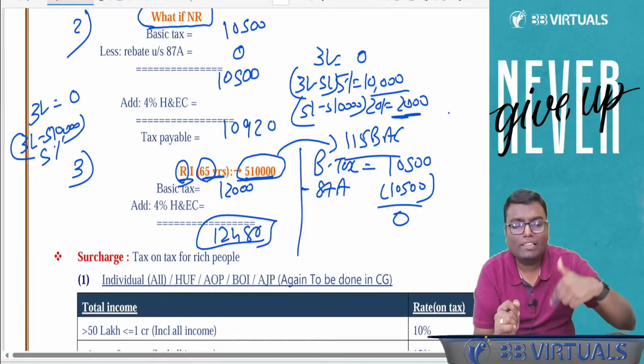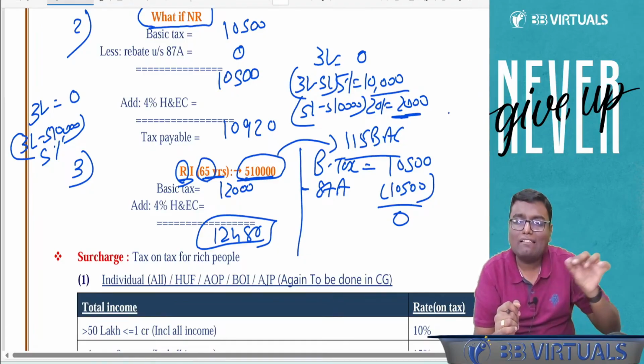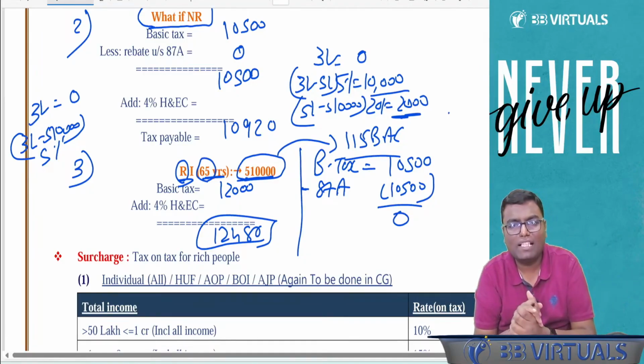Acha, rebate is to be deducted after cess or before cess? Before cess. And if any tax is remaining, we have to add 4% health and education cess.